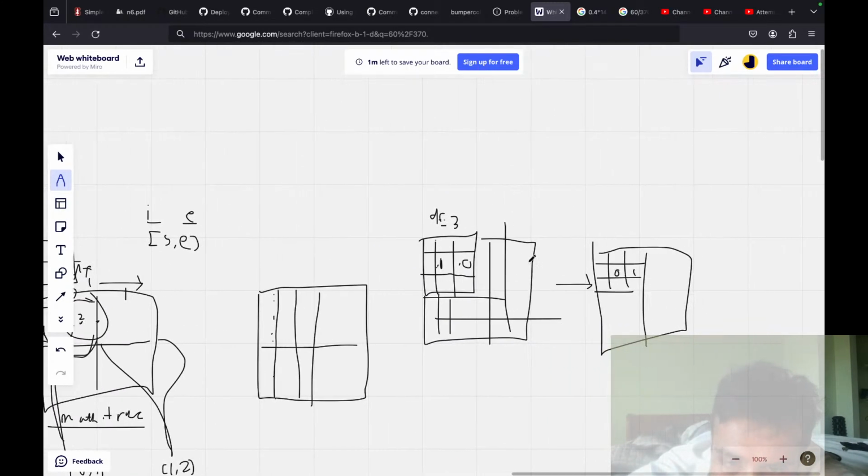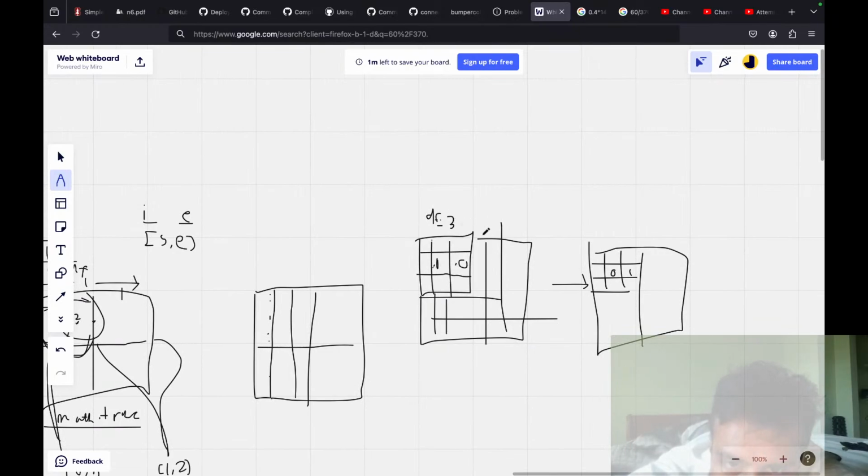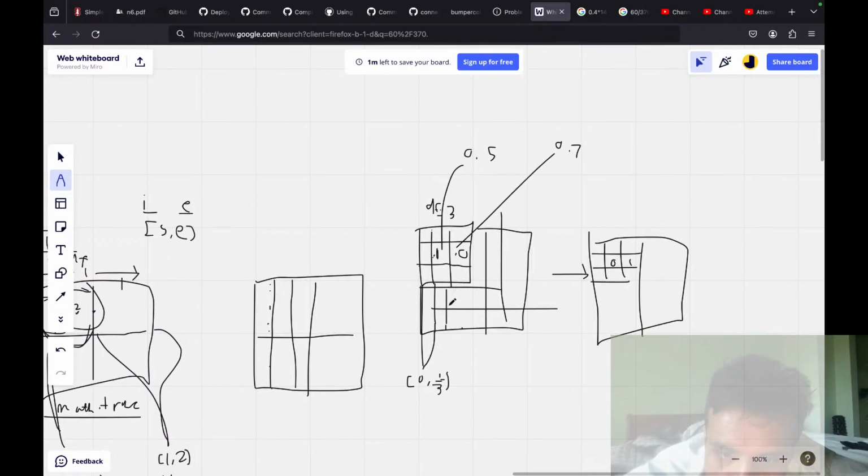Now if df is 3, what's the formula? Let's say we have our x be 0.5, and this one could be 0.7. I'm saying that because we know this line's at 0.666666 infinite. So now what are the buckets? The buckets would be 0 to 1/3, and then the next bucket would be 1/3 to 2/3.